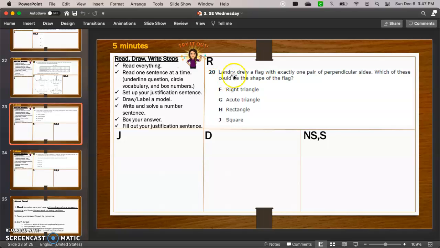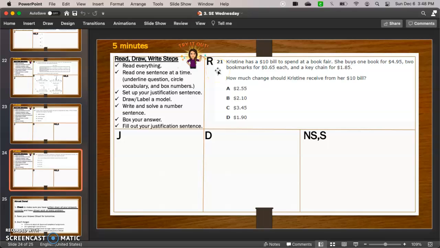Question 20. Landry drew a flag with exactly 1 pair of perpendicular sides. Which of these could be the shape of the flag? F. Right triangle. G. Acute triangle. H. Rectangle. J. Square. Pause the video while you answer your question in Pear Deck.